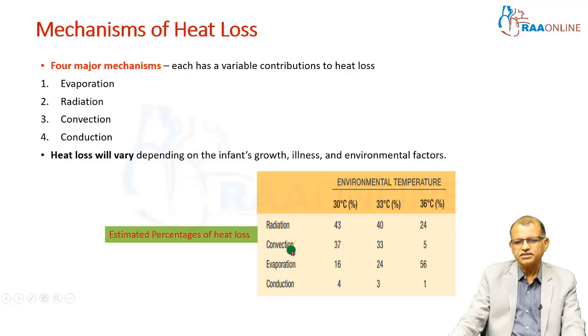Similarly, convection heat loss. If convection heat loss at 30 degrees is more, when temperature increases, the heat loss will become less. In evaporation, if temperature is less, the heat loss is less at 30 degrees, whereas if the temperature increases to 36 degrees centigrade, the heat loss will be more. So it is in conduction, as you see here, at 30 degrees it is only 4%, and at 36 degrees, because temperature is more, conductive heat loss is less. So as you see, depending on the temperature, these 4 mechanisms of heat loss happen at different percentages. It is not the same at all levels.